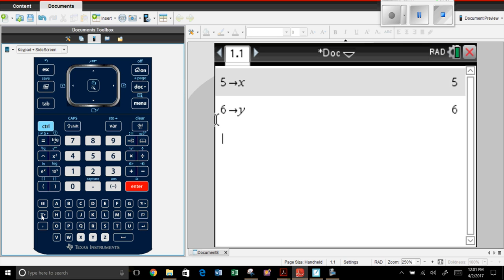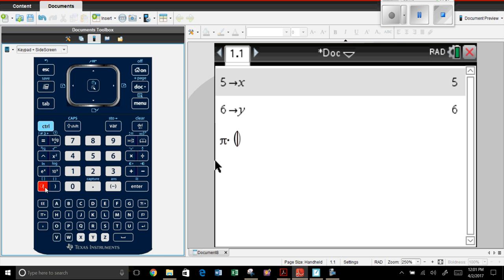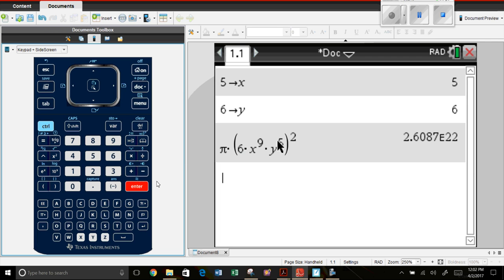So there's my pi, times, parentheses, 6x to the power of 9, times y to the power of 5, and then we go outside the parentheses, and that's taken to the second power. Let's double check that: pi times 6x to the ninth, y to the fifth power, taken to the second power. We click on enter. That's our answer right there.